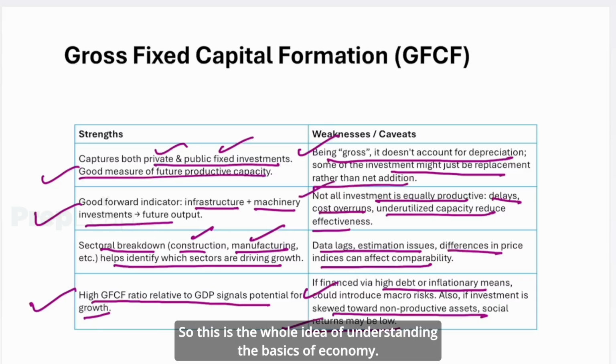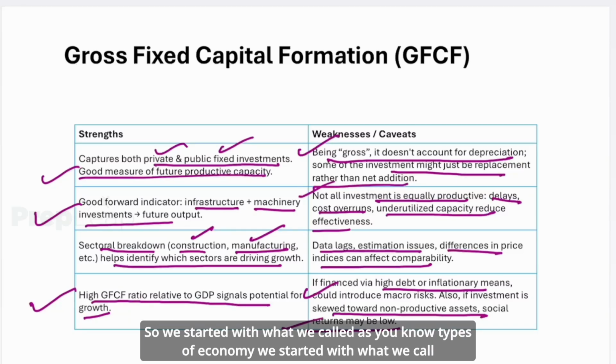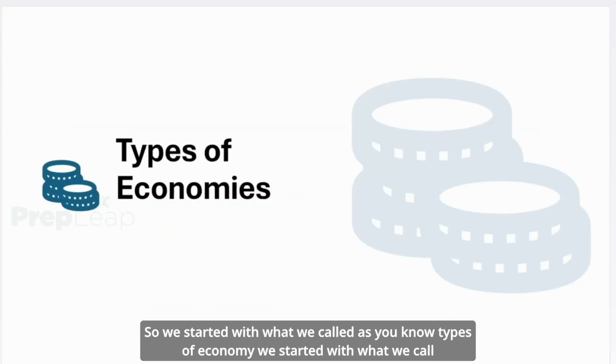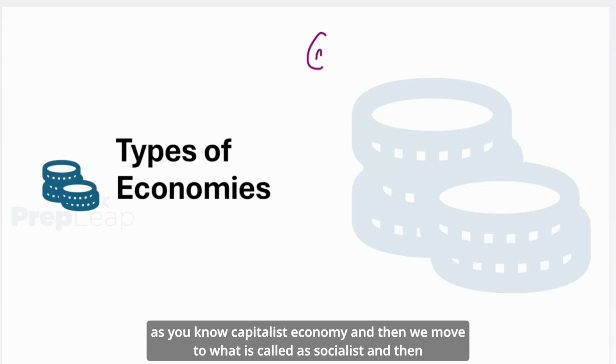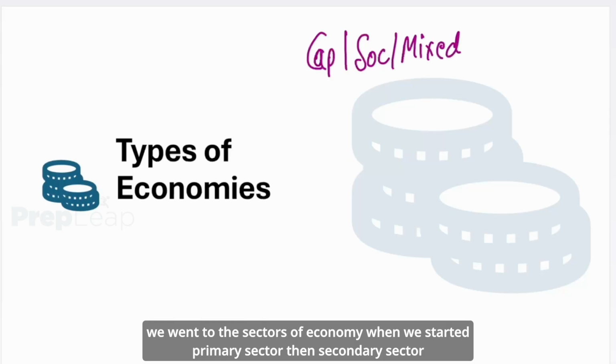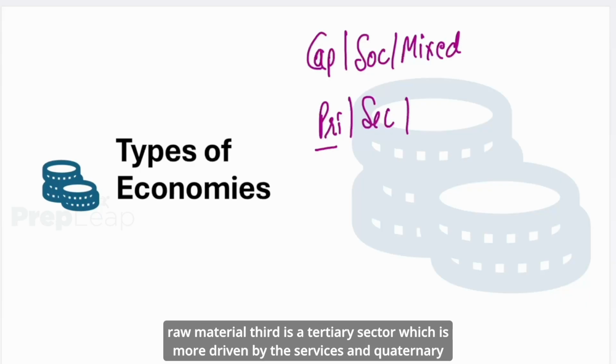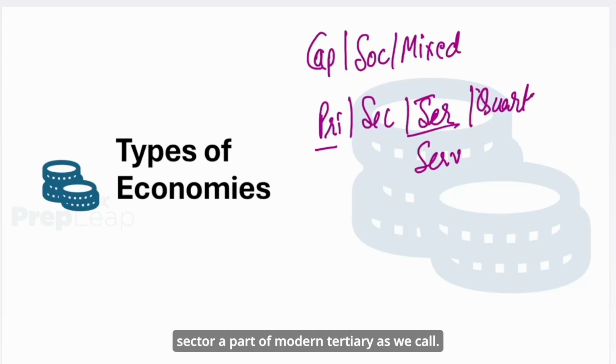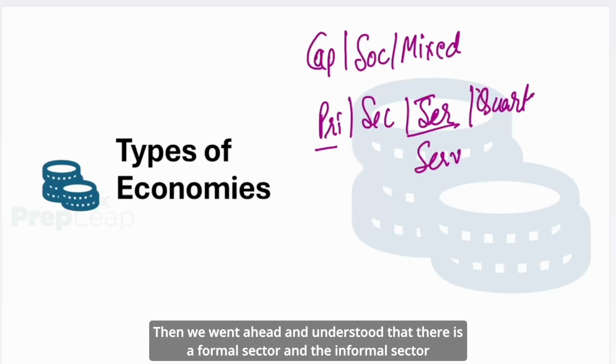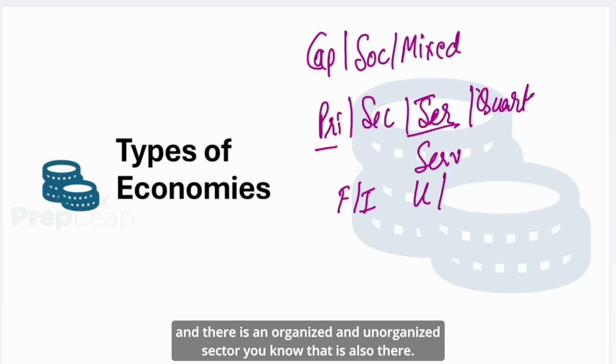So this is the whole idea of understanding the basics of economics. We started with what we called types of economy. We started with the capitalist economy, then moved to socialist, and then mixed. Then we went to the sectors of the economy, starting with the primary sector, then the secondary sector. In primary we are basically using the raw material. In secondary we are processing these raw materials. Third is the tertiary sector, which is more driven by services, and the quaternary sector, a part of the modern tertiary. Then we understood that there is a formal sector and an informal sector, and an organized and unorganized sector.